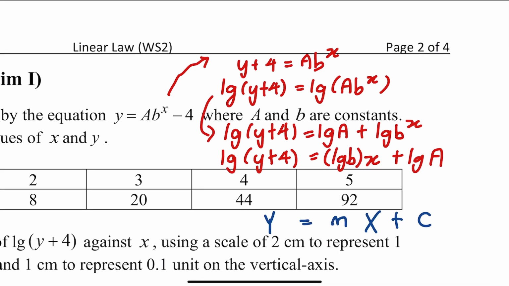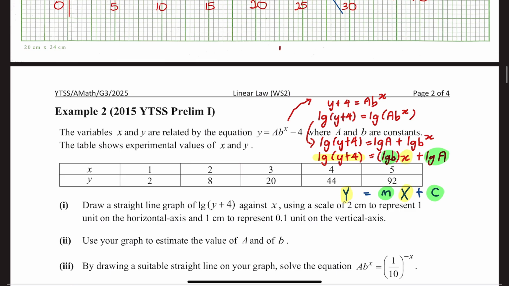Okay, so if I highlight the corresponding values, now the y-axis will be log y plus 4. The x will be my x-axis here. The gradient, log b, will become m. Log a will be the vertical intercept. So therefore, I've now rearranged this equation.